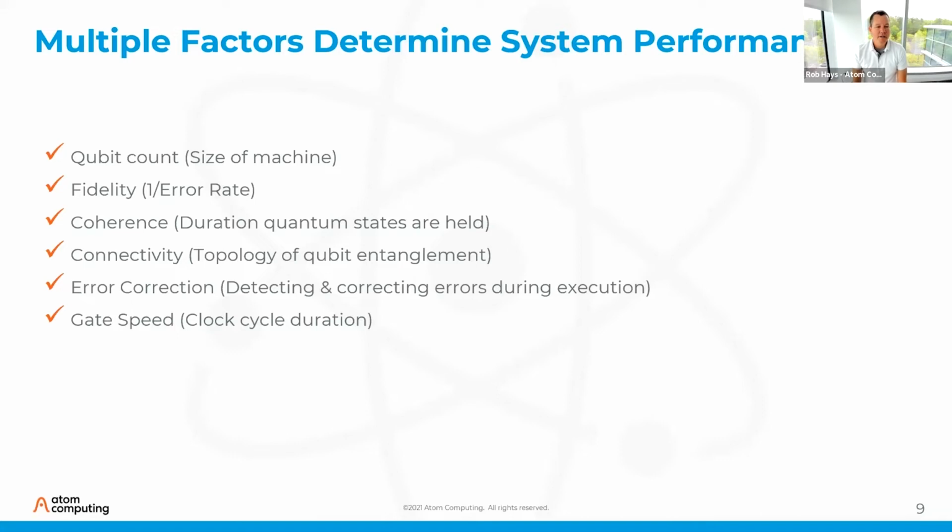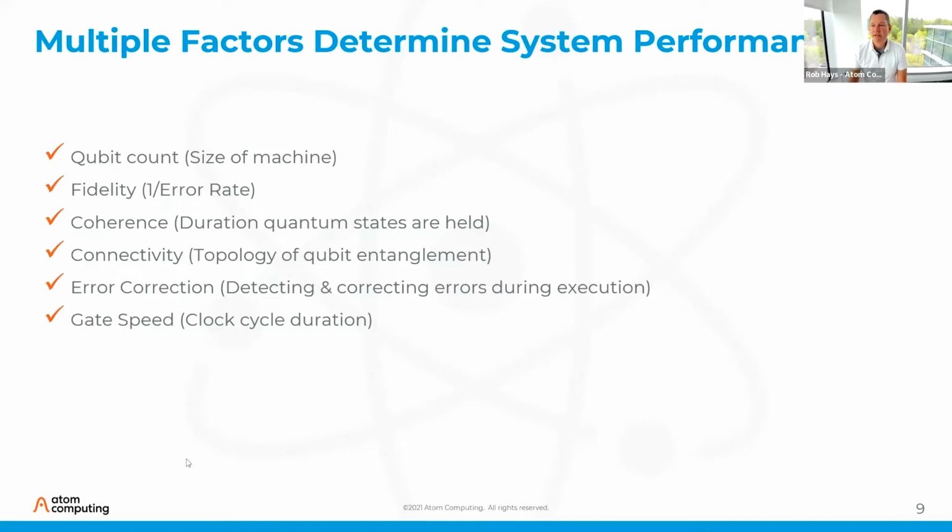Error correction: do you have the ability to detect and correct errors? Can you do mid-circuit measurement, where you can actually detect and correct as you're executing through a circuit, or can you only do it at the end? That will affect performance. And then finally, gate speed, or the clock cycle. Some gates or some qubits take longer to perform calculations than others. And so all that adds up to a multidimensional space and trade-off space for performance in the system.